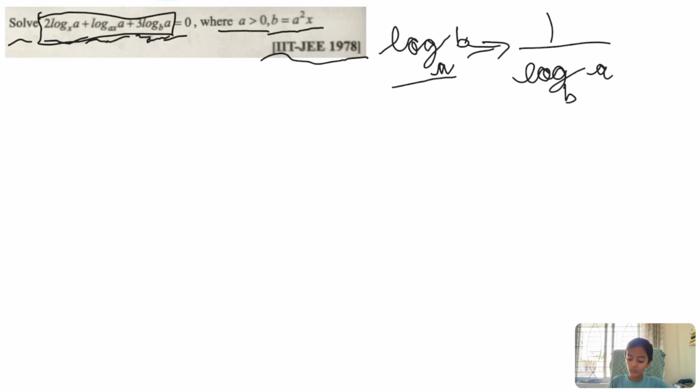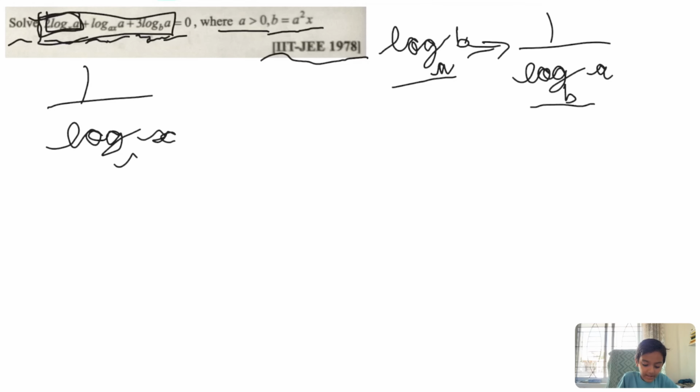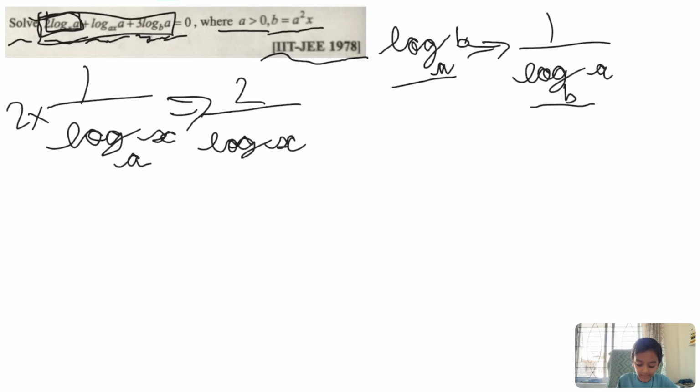First of all, we will apply the base changing formula on this side of the equation. The base changing formula states that log b to the base a is equal to 1 by log a to the base b. Here we will apply this formula on log a to the base x. So it will be 1 by log x to the base a, and here 2 is in multiplication with this. So it will be 2 by log x to the base a.